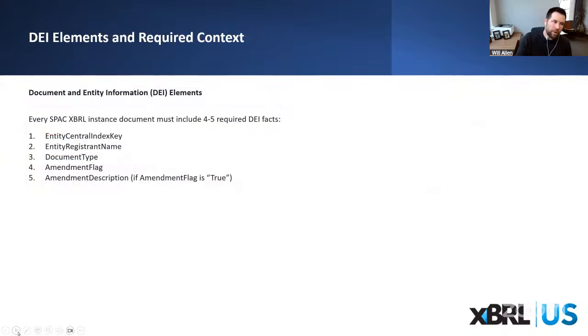Lastly, which should have probably come first, it's the DEI elements in the required context. You do have a cover page with a SPAC filing, and that would include the registrant name, document type, and amendment flag. The CIK would need to also be tagged, but it's typically a hidden concept. And then if there is an amendment true, you would need a description. And so that would be your fifth element. So those are your 4 to 5 required DEI facts that would go onto this filing. And that concludes my section.